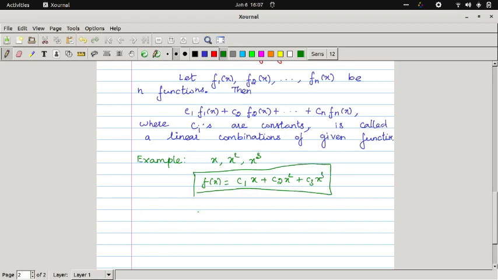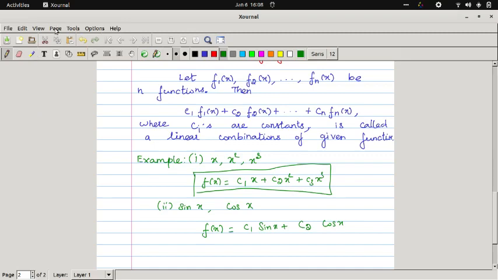One more example. Suppose I give the function sin x. So this is example 1. Example 2 is sin x and another is cosine x. Then your linear combination is f of x equal to c1 times sin x plus c2 times cos x.